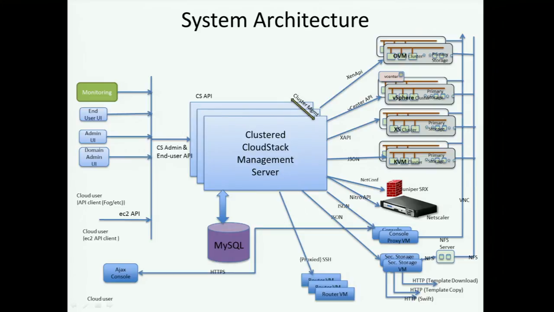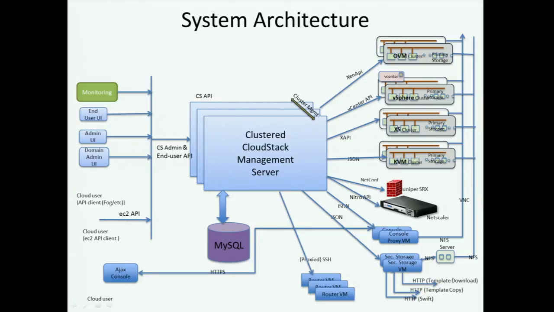If it's KVM, we run an agent on each host in the cluster, and we talk our custom JSON protocol. If it's the Juniper SRX, for example, we'll talk NETCONF, and the NITRO API to the NetScaler. So it's all native APIs. There's no attempt to reinvent the wheel here. And then we have agents inside each of these system VMs, and we talk to them using JSON or through SSH. The secondary storage VM will also talk HTTP to Swift or to the file share to download and manage your templates and snapshots.